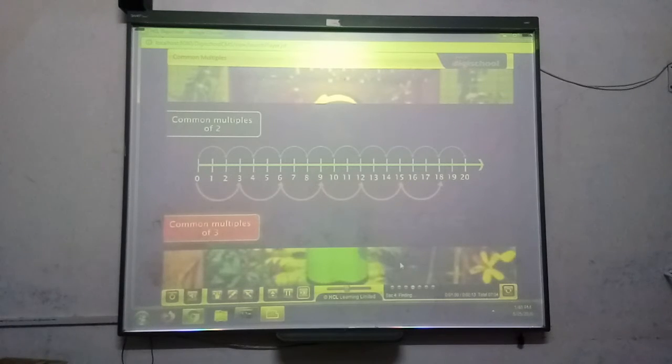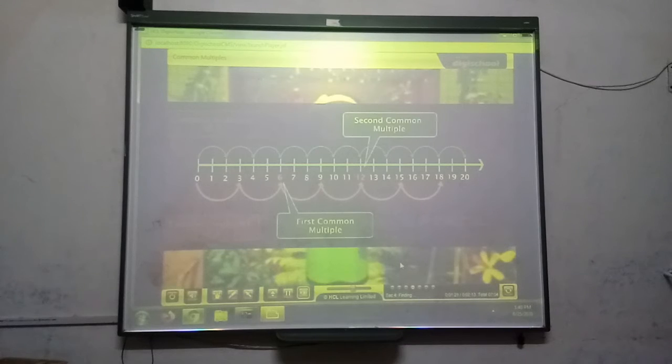Now, let's find the numbers that we landed on while skip counting by both 2 and 3. 6 is the first number that we landed on while skip counting by both 2 and 3. So, 6 is the first common multiple of the numbers 2 and 3. Similarly, 12 is the second common multiple and 18 is the third common multiple of the numbers 2 and 3.